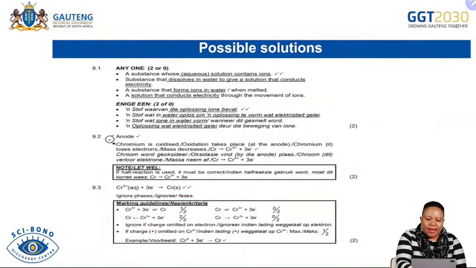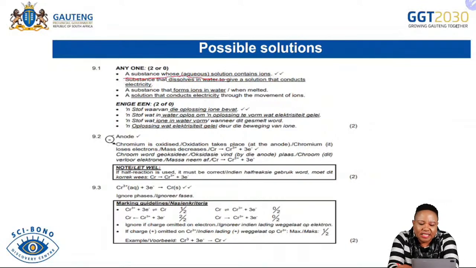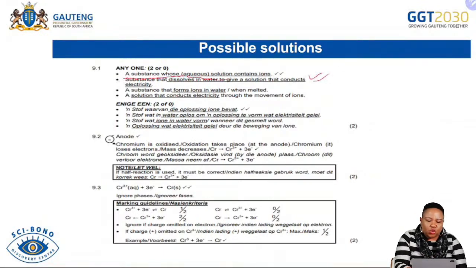So what you can see here is that we are given the definition of the electrolyte, which is an aqueous solution containing ions, or a substance that dissolves in water to give a solution that conducts electricity. Any of these definitions can be used in order for us to get the 2 marks. Then we said our anode is our chromium because it is the one that is going to be oxidized, or is where oxidation will take place.